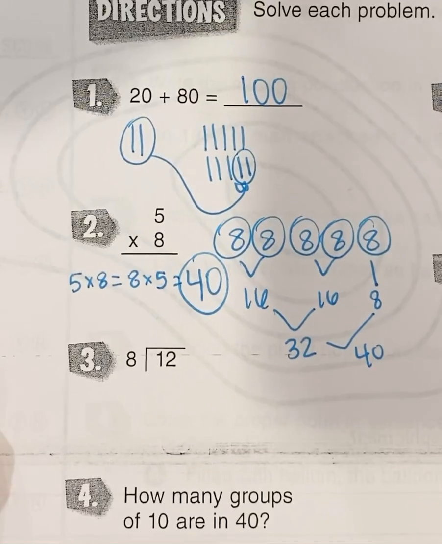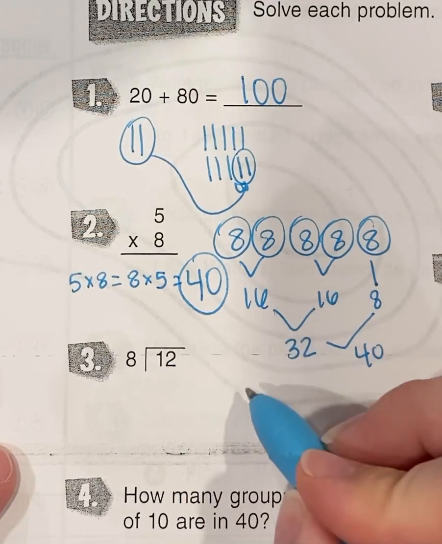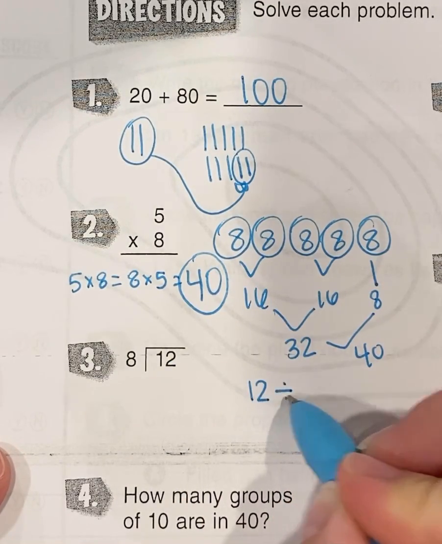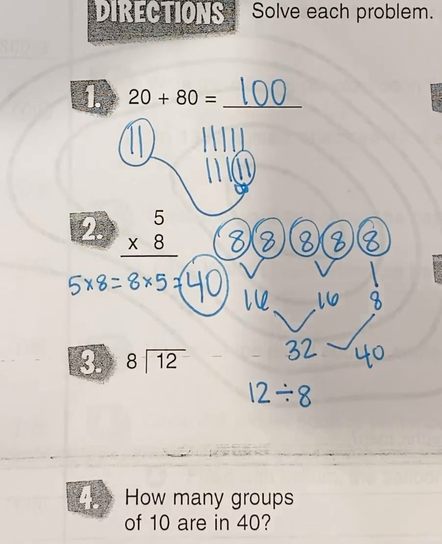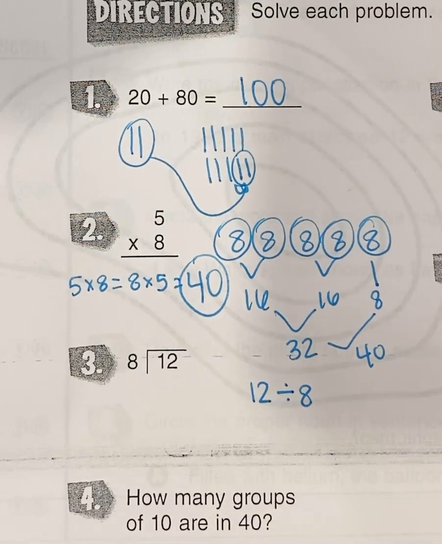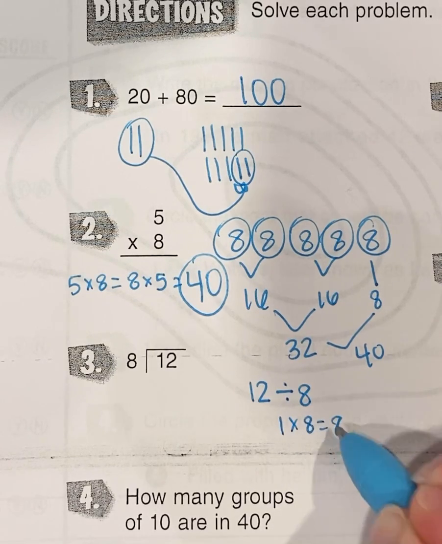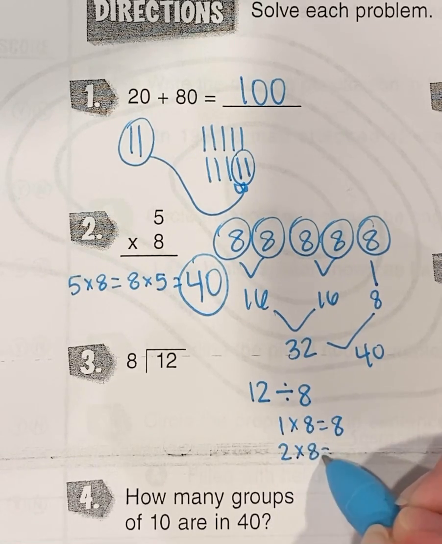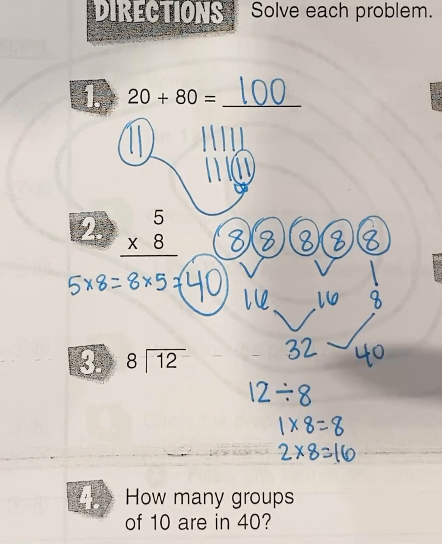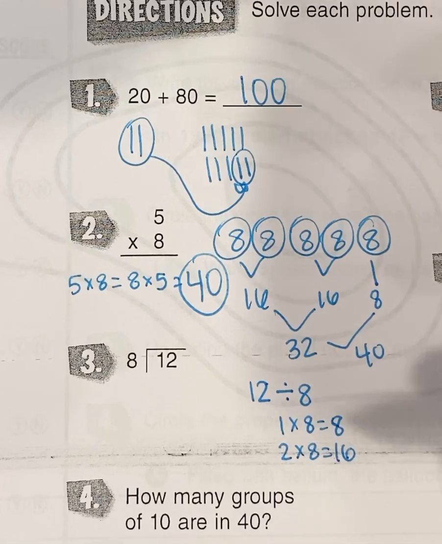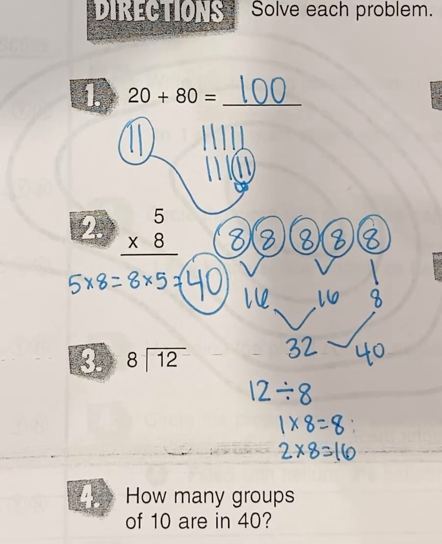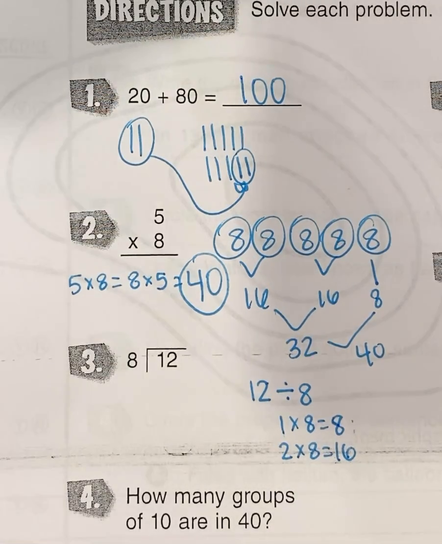Number 3, again, this little symbol means divide, so this would be 12 divided by 8, okay? If you know your multiplication facts, you know that 1 group of 8 is 8, 2 groups of 8 is 16, and we only have 12, so we know that it's probably not going to be an even answer. So let's go ahead and see what we can do here.